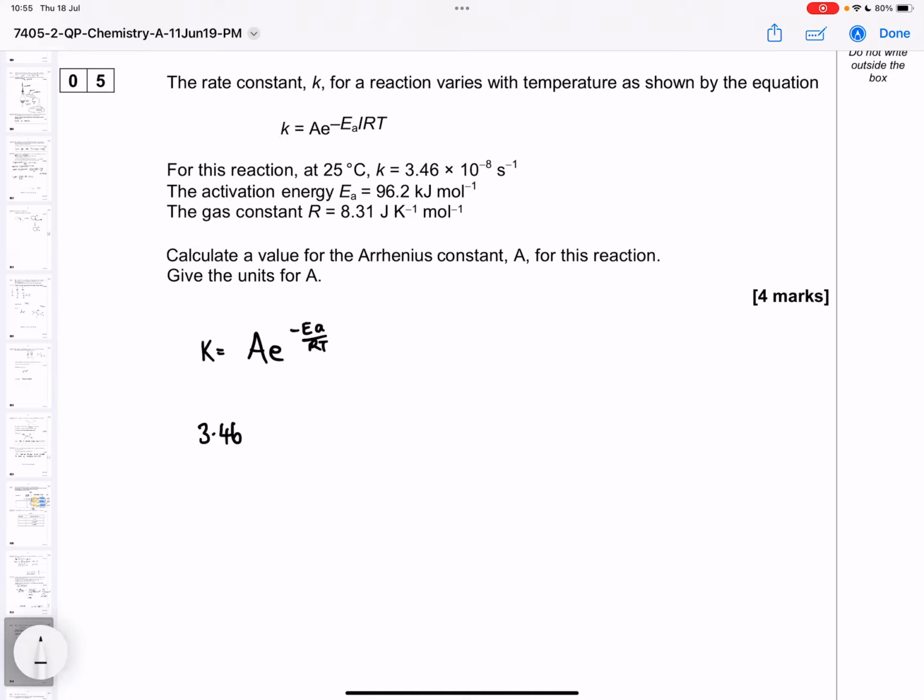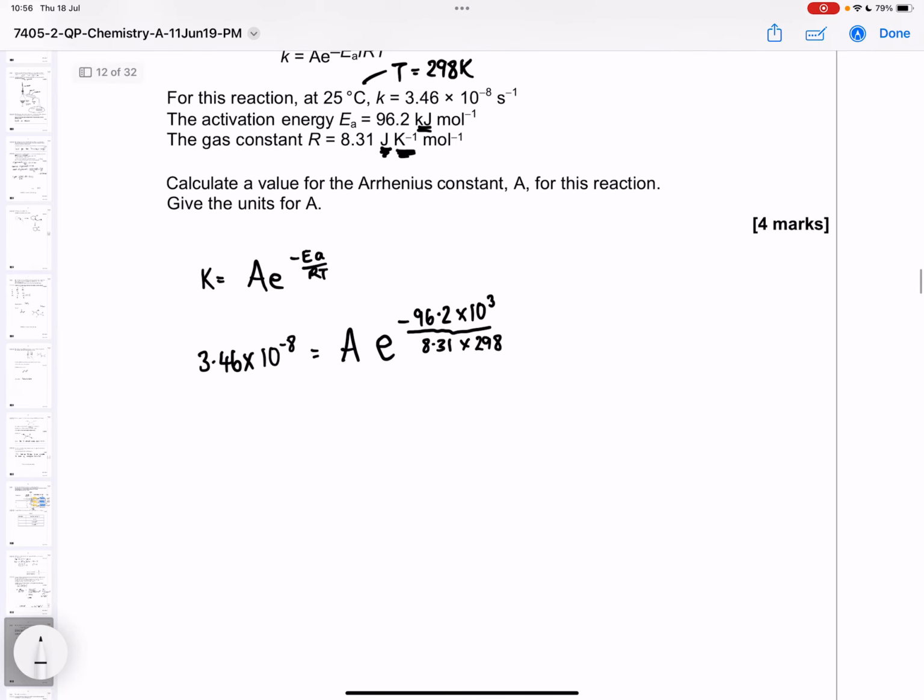3.46 times 10 to the minus 8 is equal to the Arrhenius constant A, the exponential E. Now we need activation energy 96.2, but because R is in joules, activation energy needs to be in joules as well, so I'm going to make it 1,000 times bigger, divided by the gas constant 8.31 times by the temperature, but because the gas constant is per Kelvin, our 25 degrees C needs to become 298 Kelvin. Remember adding 273 to that.